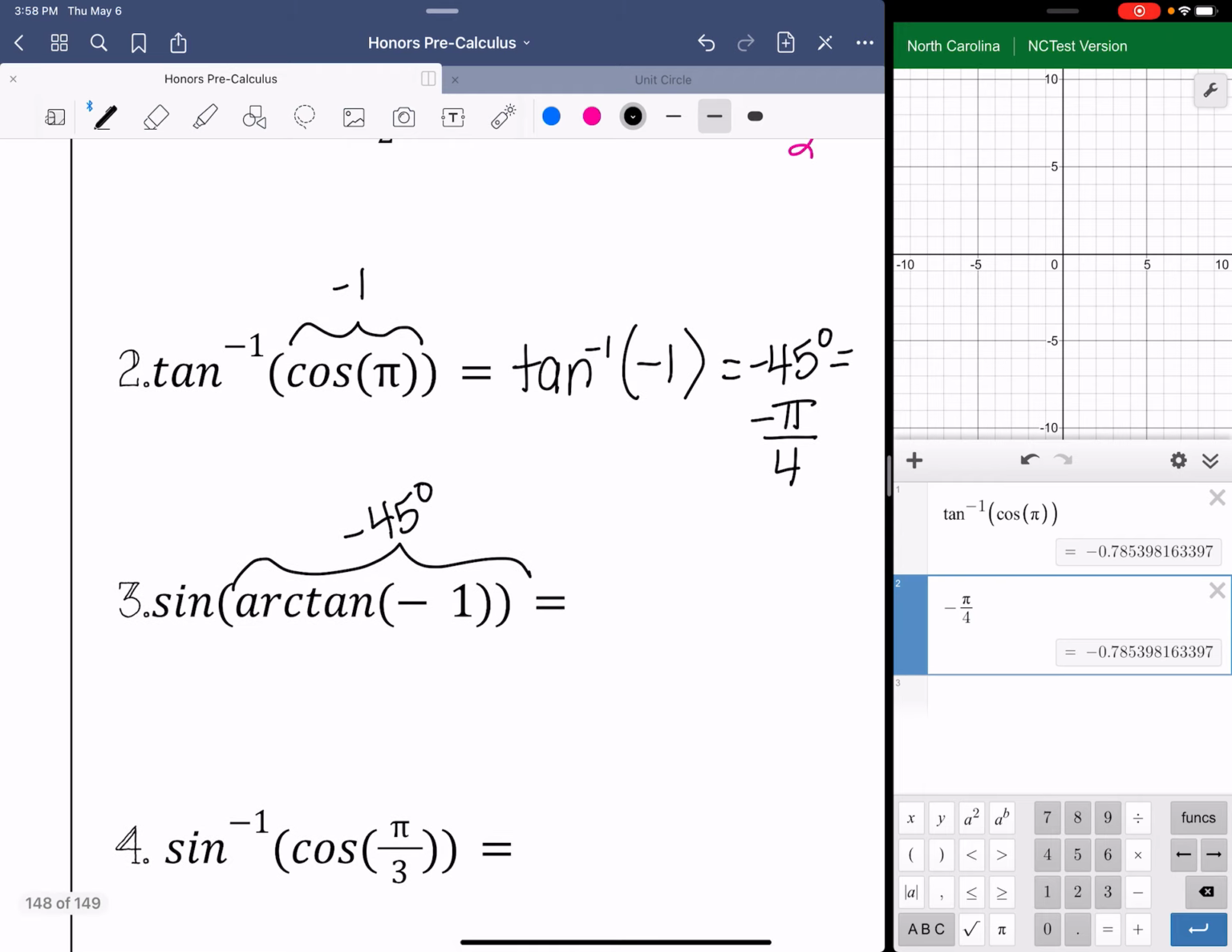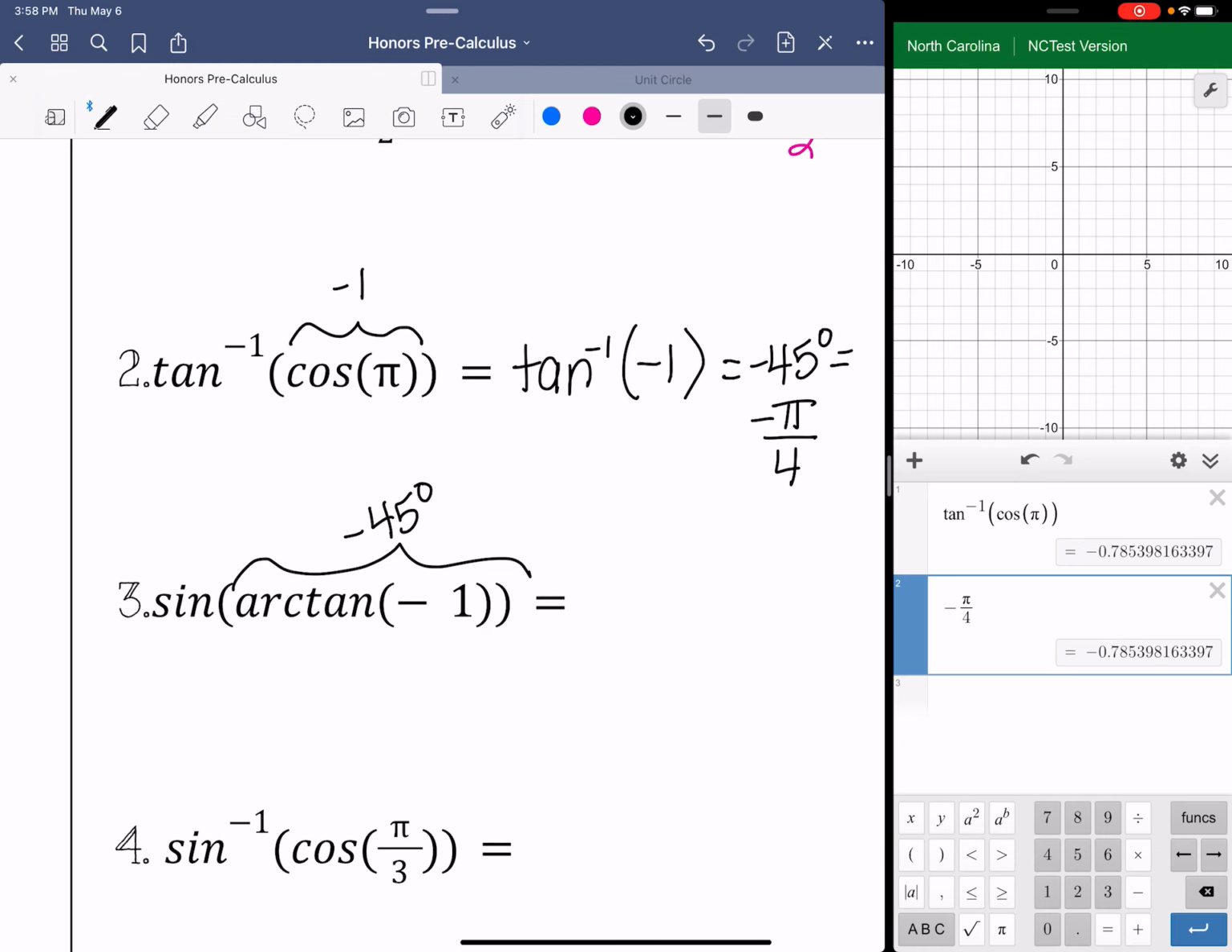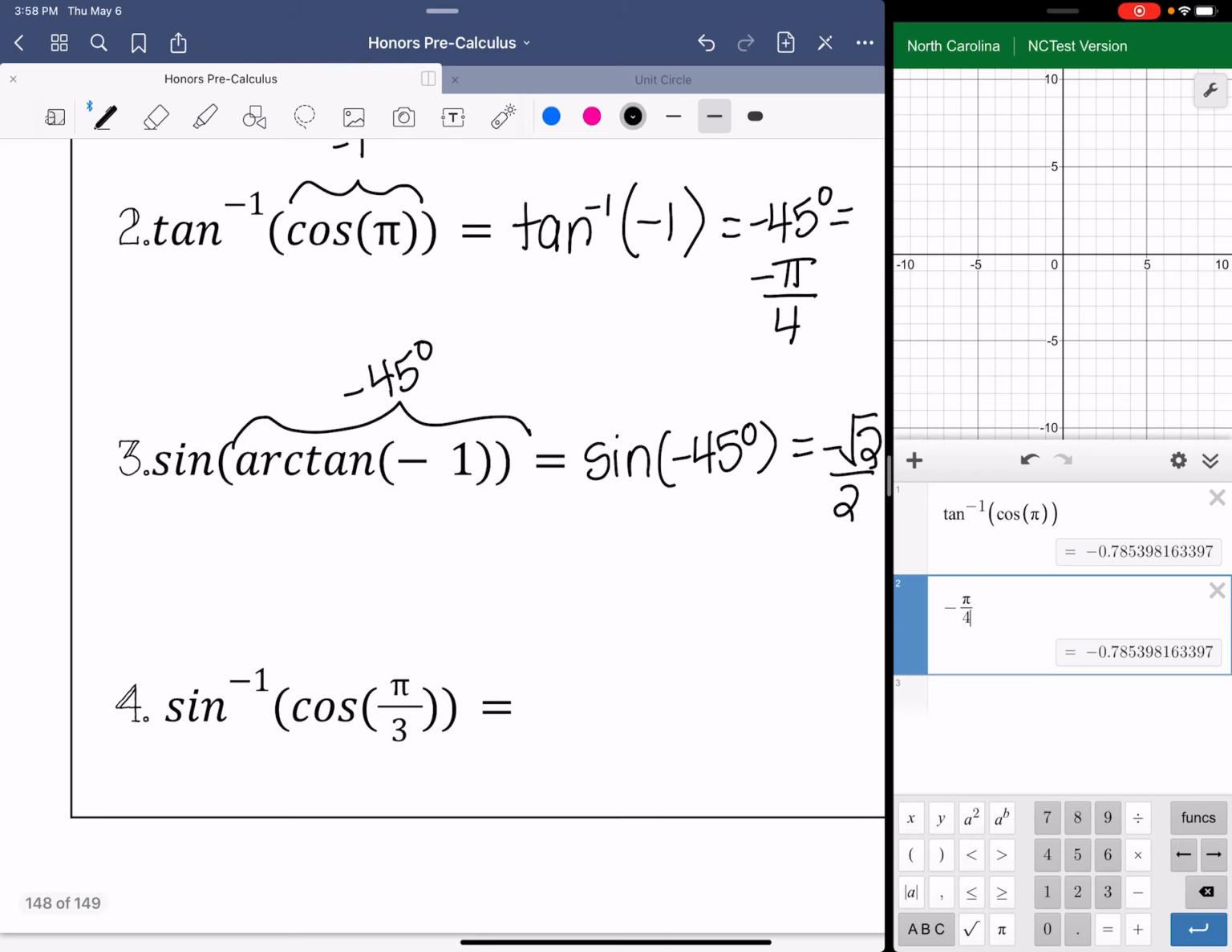So now we're going to look at sine. What is the sine value of that? It has to be negative square root of 2 over 2. So we're looking at the sine of negative 45 degrees, which is negative square root of 2 over 2.